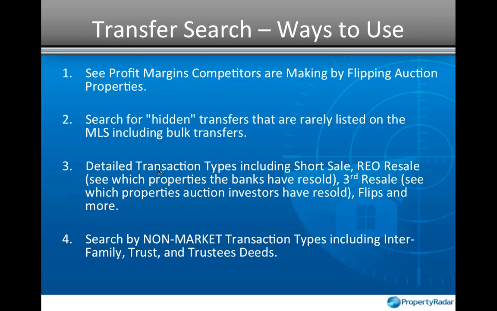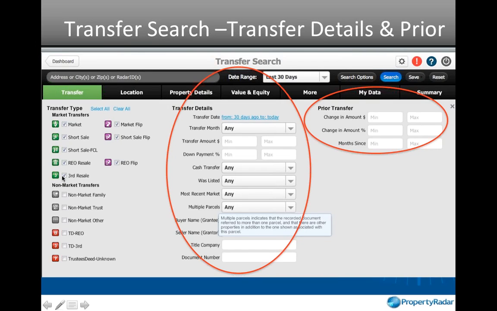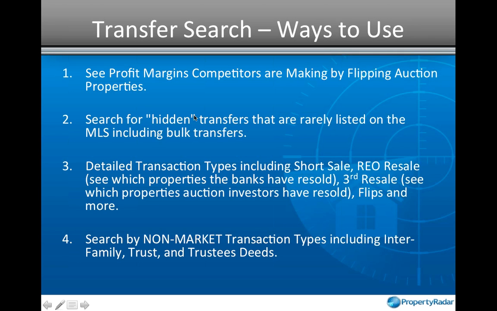Okay, so a number of ways to use this. If you're bidding at the auction steps, you want to see what profit margins your competitors are making. Come in here and look for the ones that third-party auction investors have resold. That one's right here: third party resale. So third parties resold these properties after they bought them at the courthouse steps, and now they've resold them.